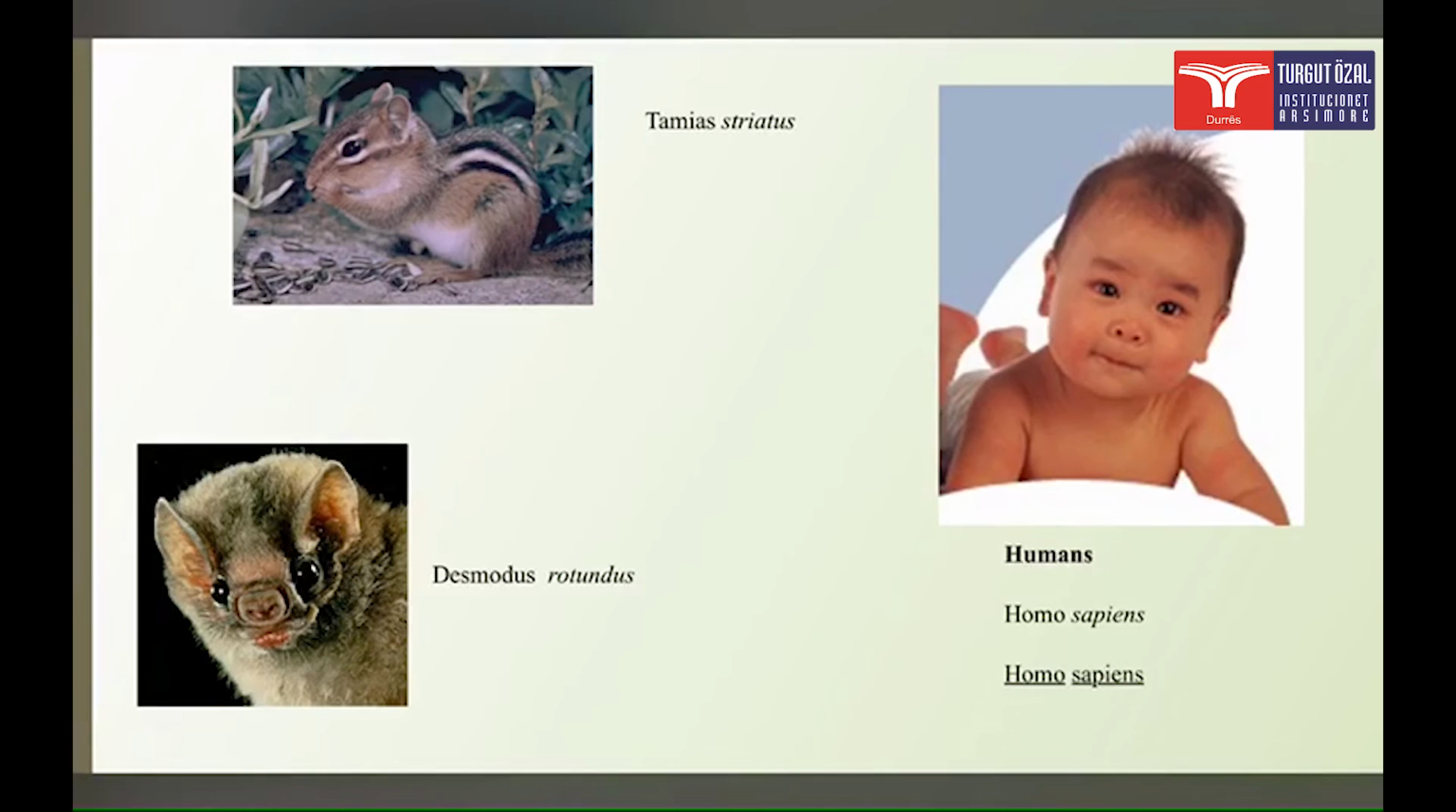Here are three species with their scientific names. The first one is Tamias striatus, the second Desmodus rotundus, and the third one is Homo sapiens, that are the humans.